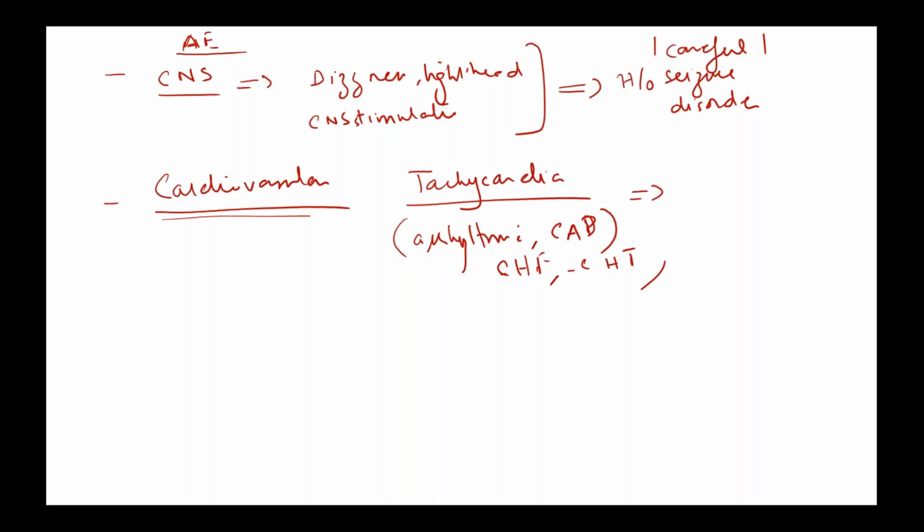Sometimes it can cause ECG changes too, especially the beta agonist part of Duoneb. It can cause flattening of T waves, prolongation of QT interval, even ST depression can happen sometimes.